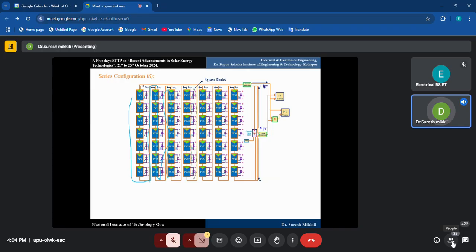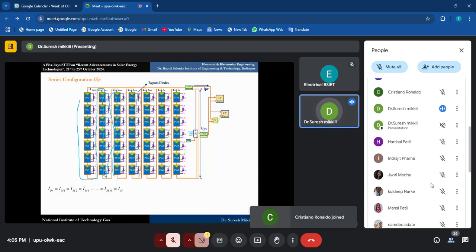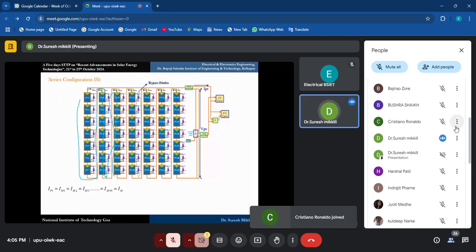The current flowing through the array, IPV, will be equal to the current of one module. Even though 49 modules are there, the total PV current will be equal to the module current. So the current flowing through the PV system will be equal to one module current, either IM1, IM2, IM3, or IM49.